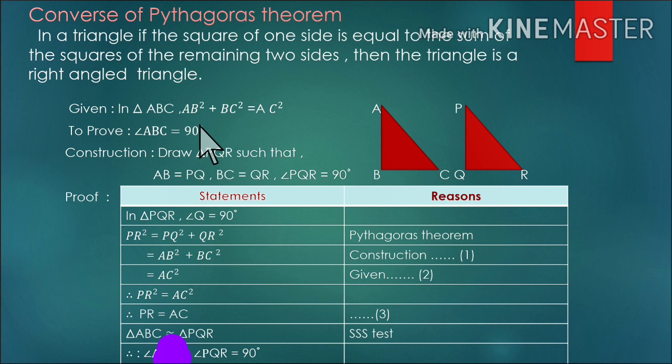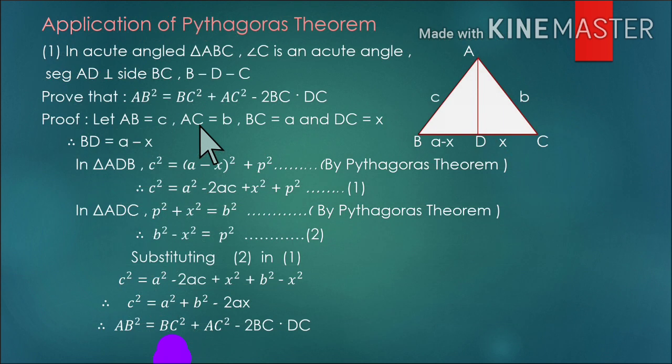Now, application of Pythagoras theorem. For the application of Pythagoras theorem, in Pythagoras theorem, we have studied the relation between the hypotenuse and the sides which make the right angle, that is, the relation between the side opposite to the right angle and the remaining two sides.